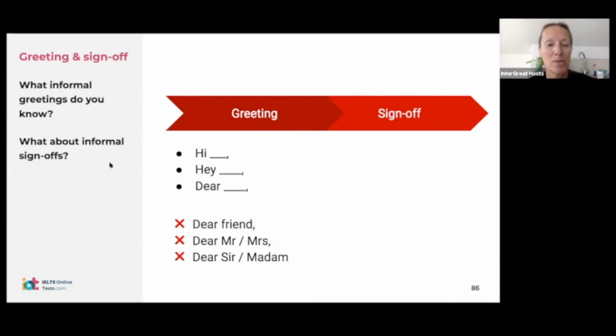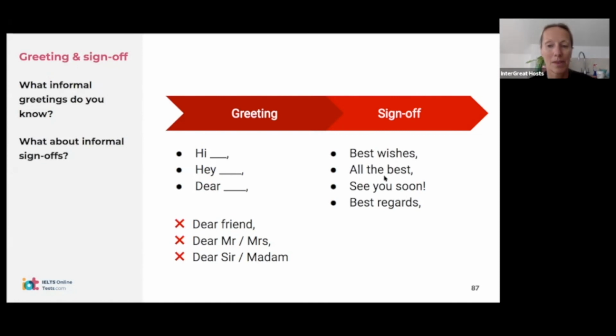So what about informal sign-offs? How could you finish? Lots of love, warm regards. Okay, let's see. Best wishes. It's okay. All the best. So this is a good one actually, because it's sort of in between, right? So it covers really different situations. You wouldn't really say sweet nightmares and things. That sounds quite interesting, but I would stick with one of these. Okay, best wishes, all the best, see you soon, best regards.